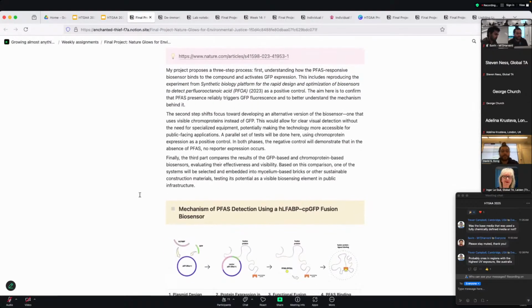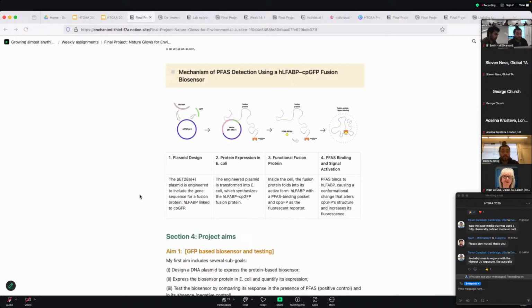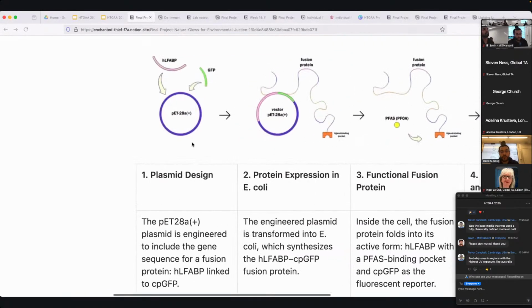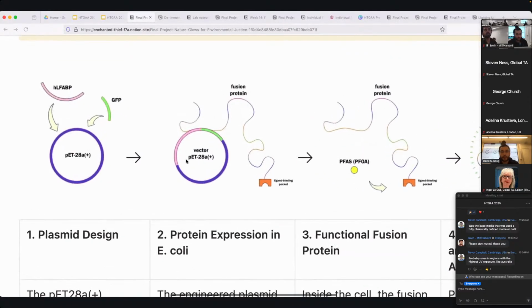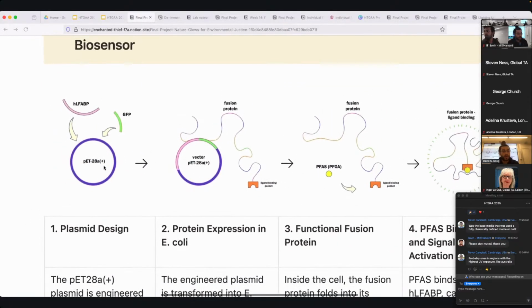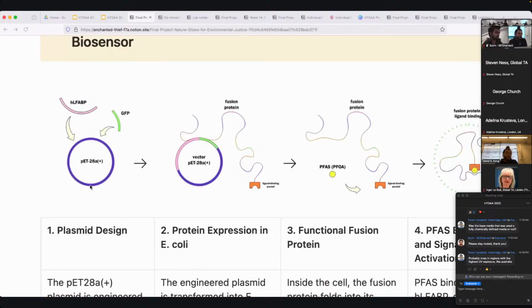My first step was to try to understand how I can actually do this. Here I have a diagram of how this biosensor works. My backbone is the pET28a, and we engineer the plasmid to have GFP and also another protein which binds with PFAS, which exists in the human liver. It's a human liver protein.